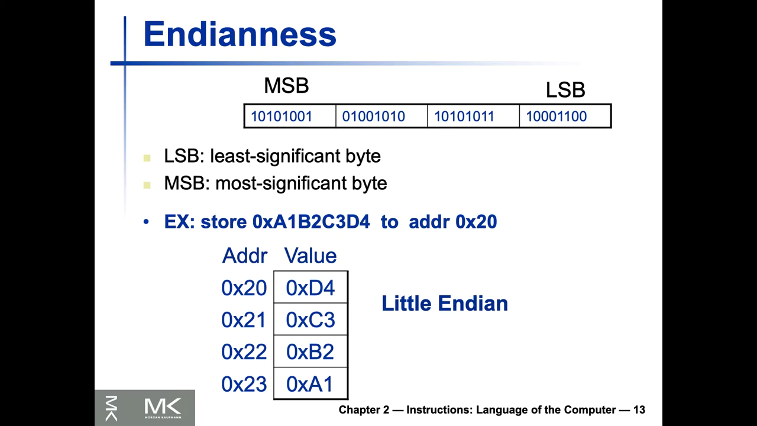So in the example, the D4 must be the last significant. The least, yeah. It's the way RISC-V works. It's the convention for that. Yeah, in RISC-V we address memory byte by byte.